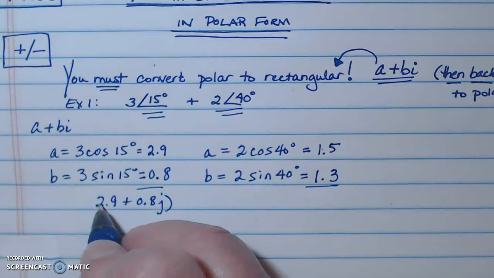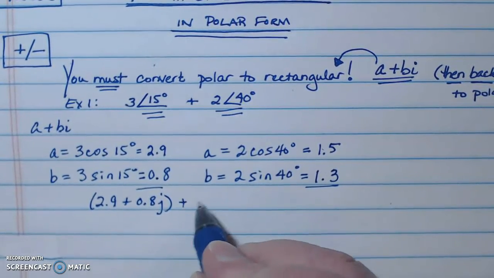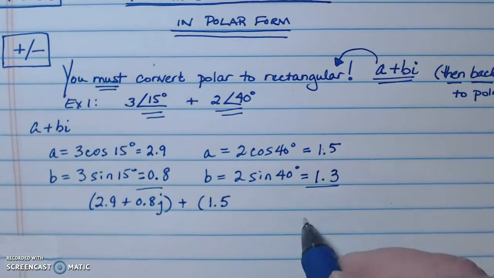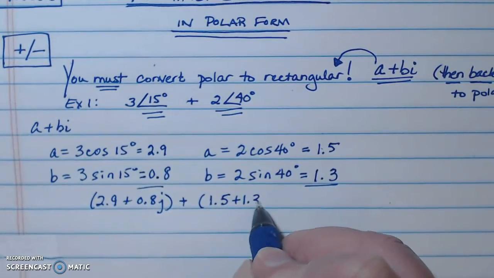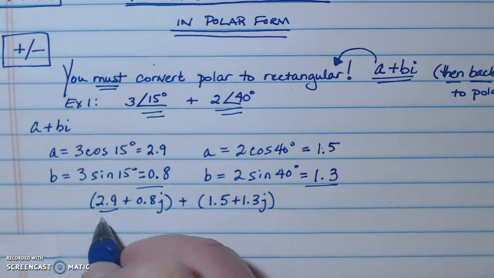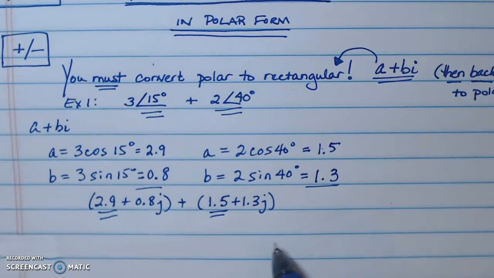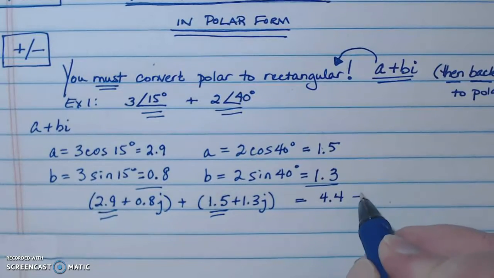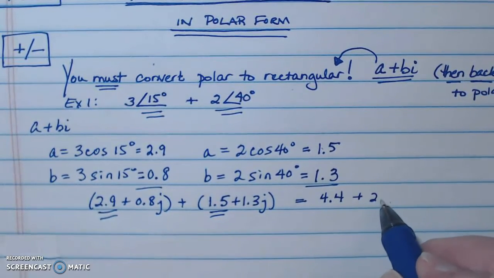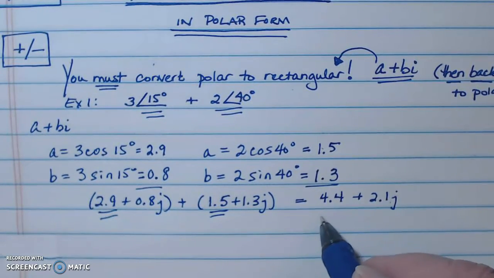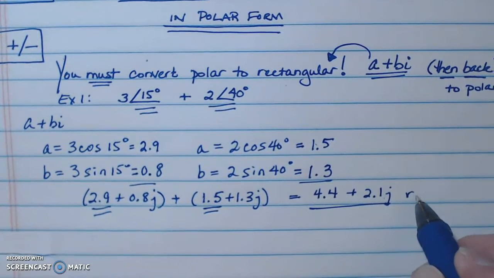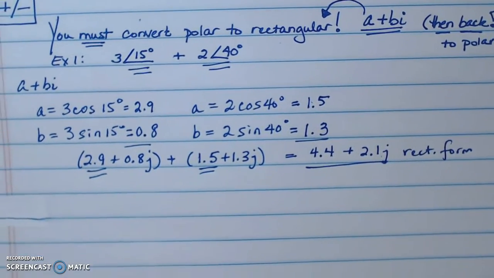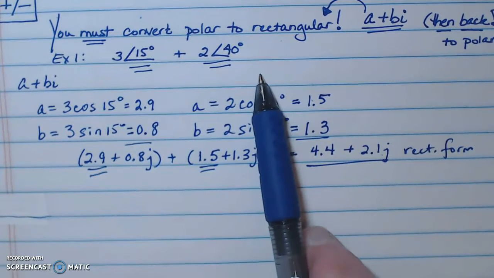j. Let's use j, and we were told to add, and we're going to put together the rectangular coordinates of the second number. Now you're going to combine like terms. 2.9 and 1.5 gives you 4.4, and 0.8 and 1.3 gives you 2.1 j. So this is your answer in rectangular form. You would have been asked typically to find the answer in polar form.